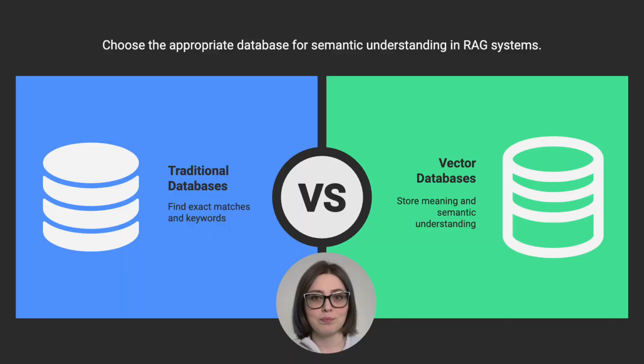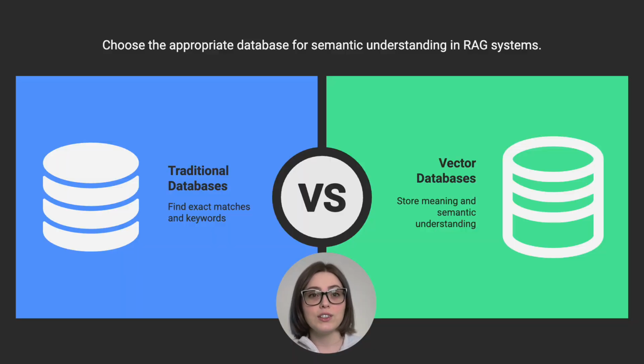Every company has documents, PDFs, Word files, presentations, knowledge bases. Companies are paying premium salaries for developers who can implement this because RAG bridges the gap between generic AI and business-specific intelligence. Now, in RAG, why do we need vector databases and not traditional databases?